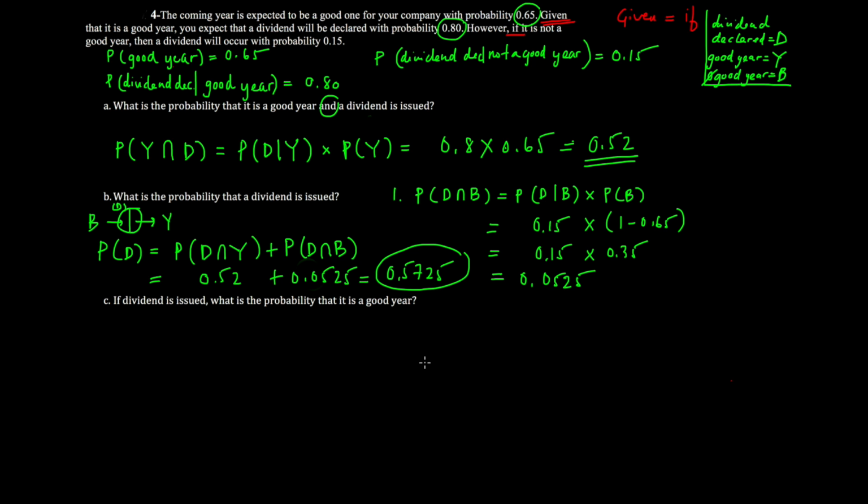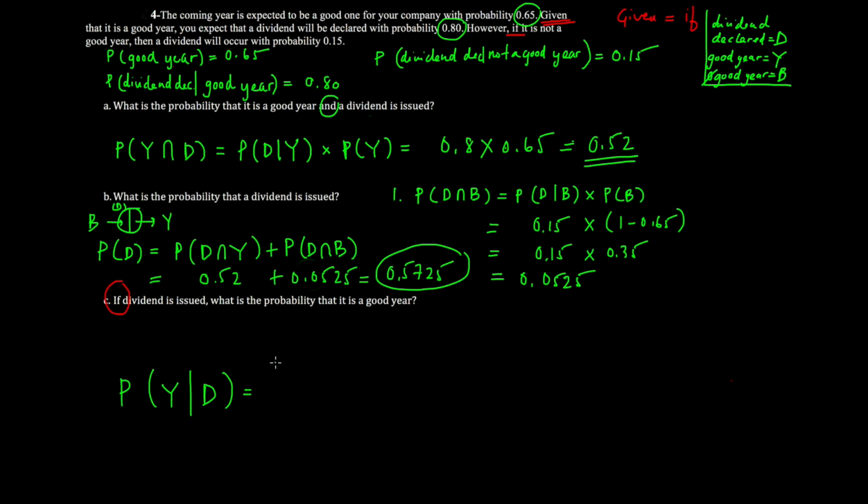And finally, let's move on to part C. They want to know if a dividend is issued. Okay, so very important. If a dividend is issued, what is the probability that it is a good year? Okay, so let's write that out. So if a dividend is issued, what is the probability that it is a good year? Okay, see how simple that is? As you read the sentence, literally write it out. So this is what we're looking for.